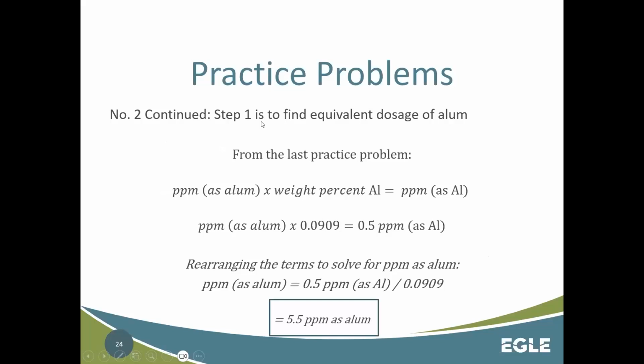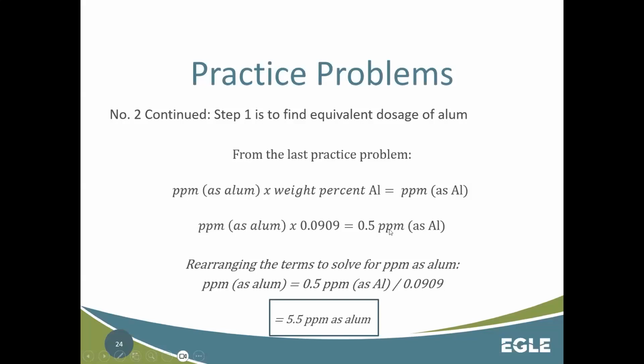Here we are. Step 1 is to find the equivalent dose of alum. From the past practice problem, we know that the ppm as alum times the weight percent of aluminum ion is the ppm as aluminum ion. So what do we know in this problem? We already know the weight percentage as aluminum ion. We just figured that out. That's our 0.0909. And we know what our dosing is as aluminum ion, 0.5 ppm.